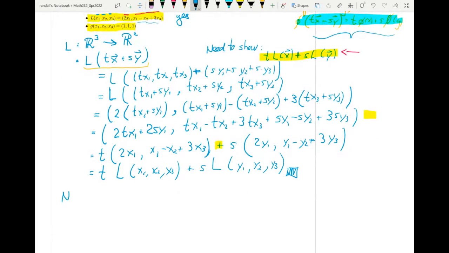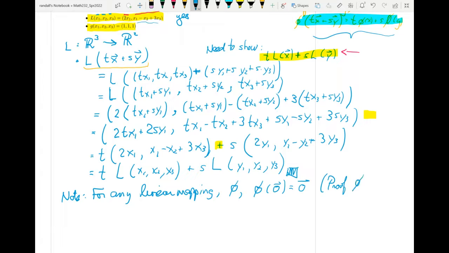Now, the second one, I want to point out this fact. For any linear mapping phi, phi of the zero vector must be the zero vector. So it takes the zero vector to the zero vector. And the proof is simply this. Phi of k times 0 is going to be k times phi of 0. So it has to be 0, because actually I should do it this way.